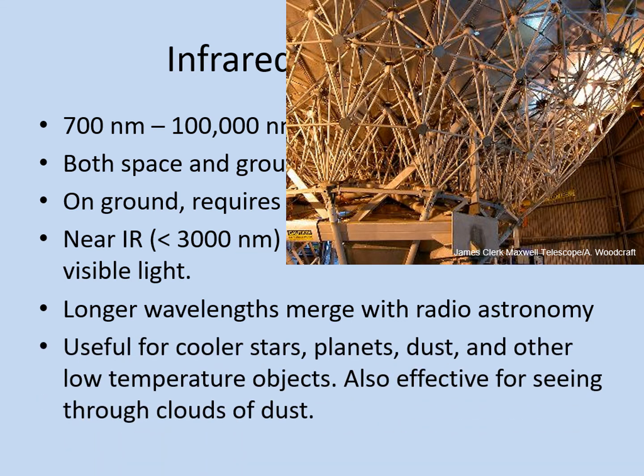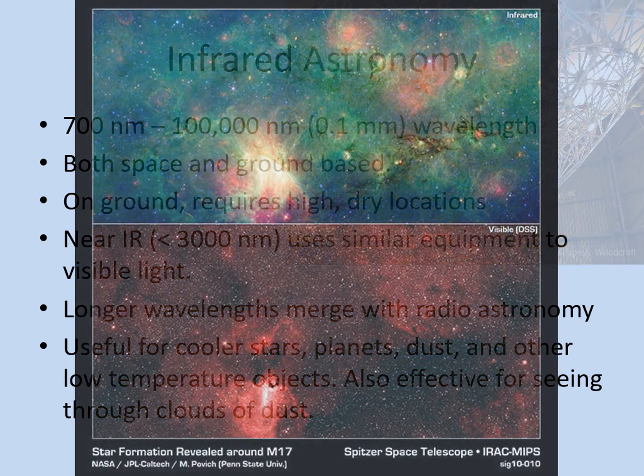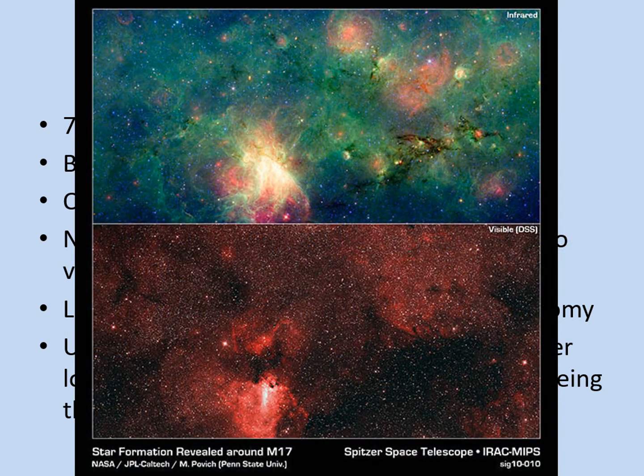Low-temperature objects like planets and interstellar dust emit infrared light, so infrared astronomy is especially effective for observing these. In some parts of the infrared, we can also observe through clouds of dust, allowing us to see into dense star-forming regions, like the one shown here, and along the plane of our Milky Way towards the galactic center.